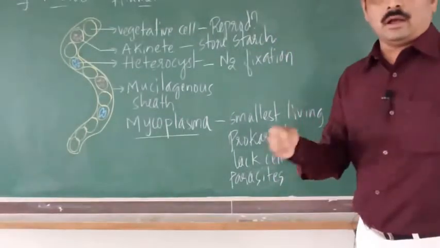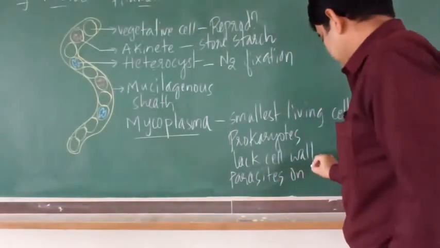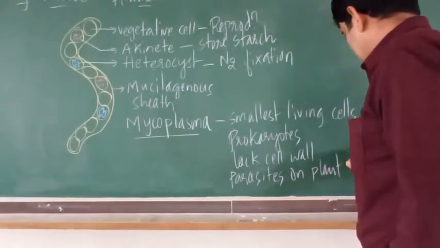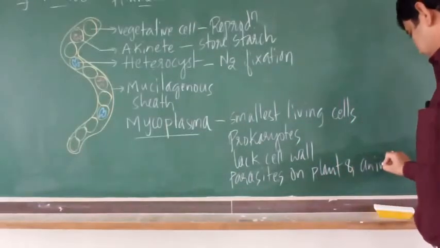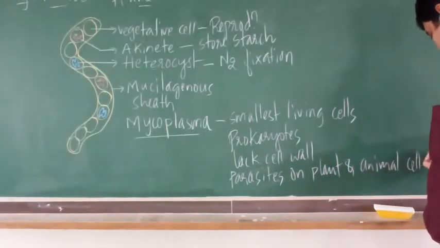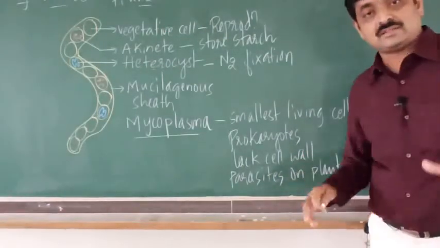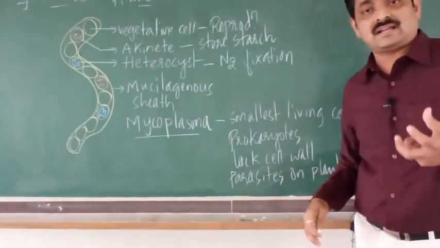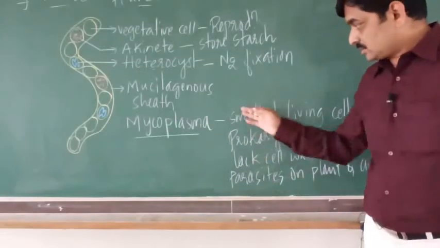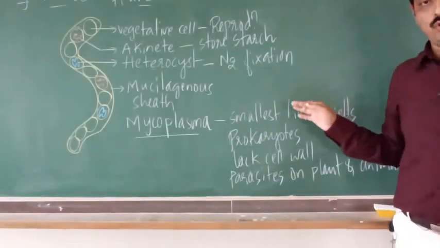Mycoplasma are parasites on plant and animal cells. Parasites means they depend on plant cells and animal cells. So that is in brief about the mycoplasma.